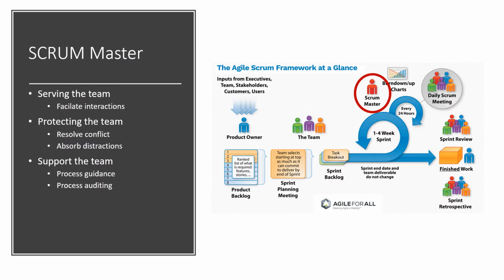The Scrum Master is the next critical role that we'll talk about in the roles for a Scrum project. A Scrum Master helps the team to achieve its goal by serving the team, protecting the team, and supporting the team. The Scrum Master serves the team by facilitating the team's interactions, and they organize the Scrum rituals and other meetings. They remove obstacles that may be blocking the team.